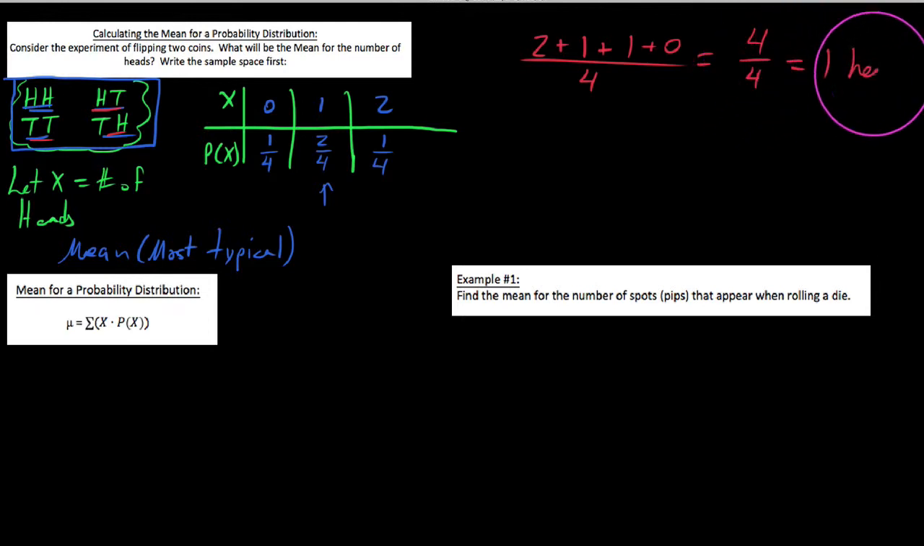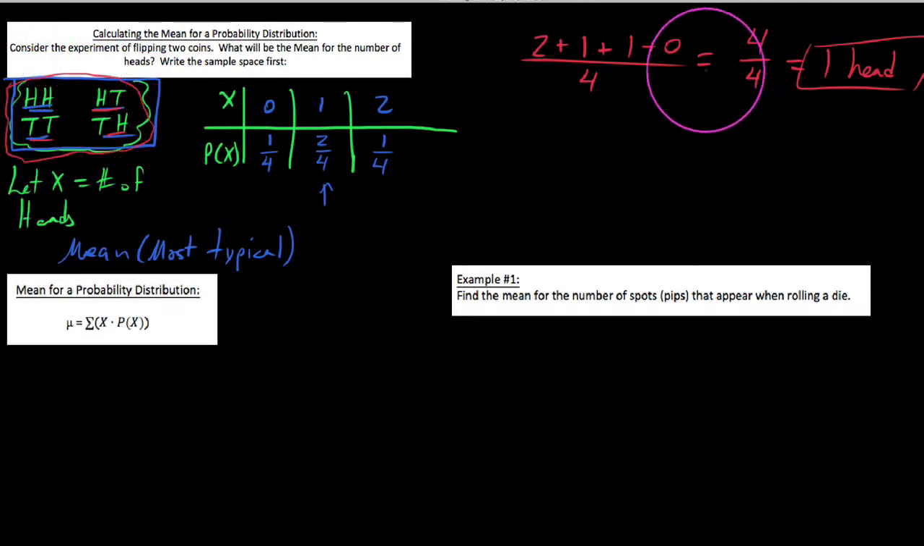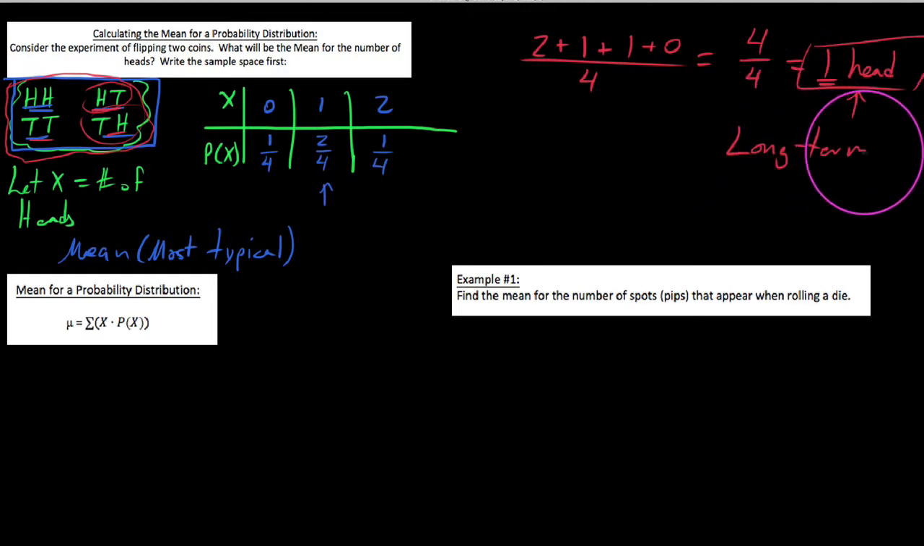And I'm going to label this 1 head. So in other words, if we were to flip these coins and list out all the possible ways this could happen in our sample space, on average we would expect to see only 1 head appear. And honestly, when you look at this, it makes sense. 1 head flipping 2 coins appeared more than anything, more than flipping 2 heads or flipping no heads. So 1 head is what I could expect. Now the interesting thing about this is that it's considered a long-term average.